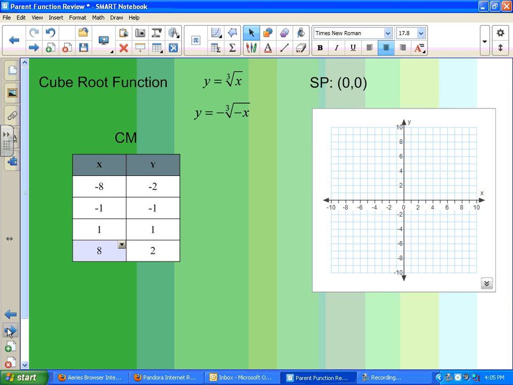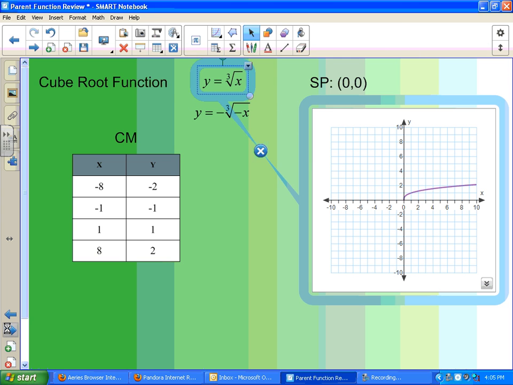So if we take a look at this graph, now this software doesn't actually graph cubics correctly, so we have to put them in 2 separate equations. But left 8 down 2, left 1 down 1, right 1 up 1, and right 8 up 2.